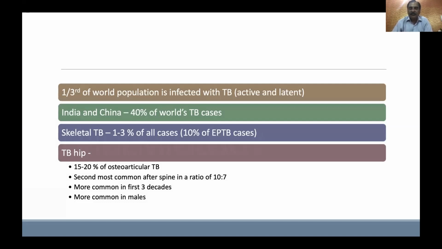Skeletal tuberculosis is 1 to 3% of all cases and 10% of extrapulmonary TB. The TB hip itself is 15 to 20% of osteoarticular tuberculosis, second to the spine in a ratio of 10:7. It is common in the first 3 decades and it is more common in males.